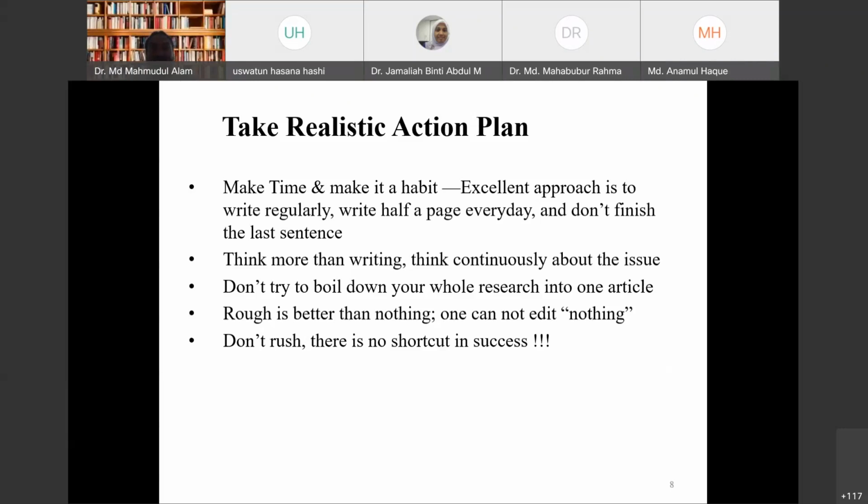If you target 10 articles in 1 year, or if you target 5 articles in 1 year, your approach is different than the beginner. And one thing is, don't rush. There is no shortcut in success. I need to publish it now, within 1 month, within 1 year, within 3 months, because I need to close this thing, I need to achieve this. Okay, don't rush. This is not something like a machine.